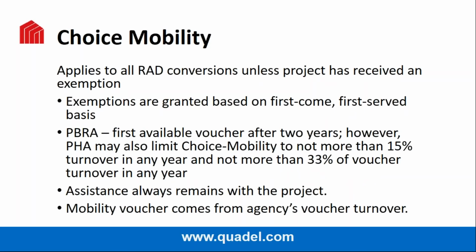Choice mobility requirement applies to all RAD transactions regardless of whether the project received an exemption or not. Exemptions are granted on a first come first served basis, and residents and projects converting under PBRA may request the next available voucher after 2 years of occupancy. I believe this is 1 year occupancy for PBV. However, the vouchering agency may limit to not more than 15% of the project in any given year and not more than a third or 33% of their voucher turnover for RAD. The assistance always remains with the project. The mobility voucher comes from the agency's voucher turnover.